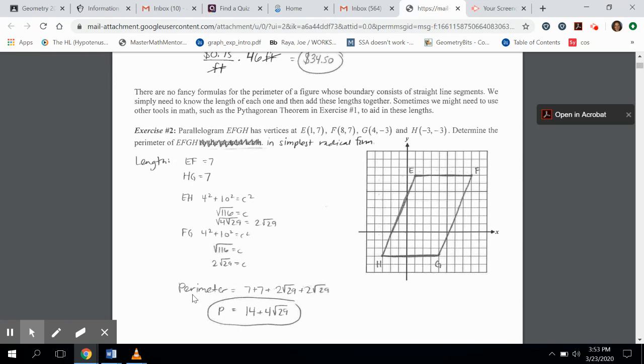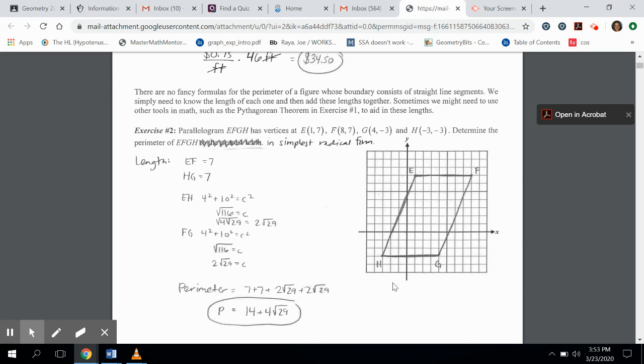I wrote out my perimeter, all the sides that I was going to add. And then you can kind of think of this as like terms. The numbers without the square roots, without the radicals, I can just add. So that gets you to 14. And then I just treat these as if it was 2x plus 2x. The x would stay the same, but you'd have 4 of those. So in this case, you have 2 times square root of 29, another 2 of those square roots of 29. So add the numbers in front of the square root, leave the square root alone.